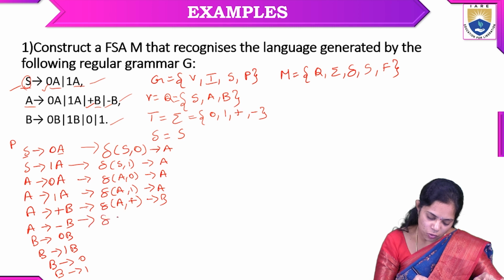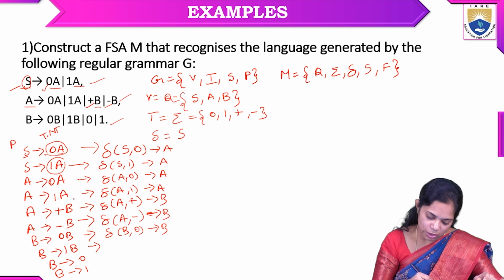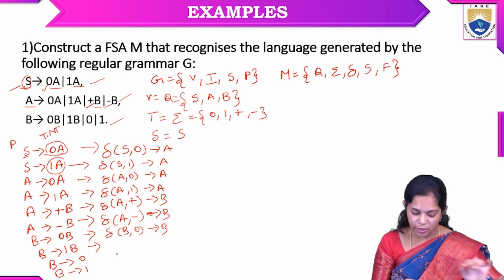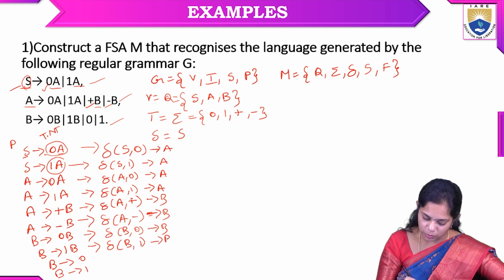And transition of A comma minus, it is reaching B. And transition of B comma 0 as an input, it is reaching B. Here are all the combinations of terminal and non-terminal, so there is no single terminal on the right hand side. So here I am directly writing the only one transition function: B comma 1 as an input, it is reaching B.